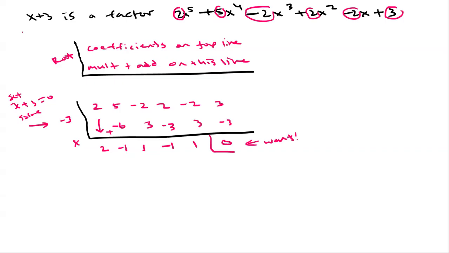So we want a result of 0. If we get a 0 here, that means that x plus 3 is a factor of this polynomial, or -3 is a root of this polynomial. That's what it's saying.